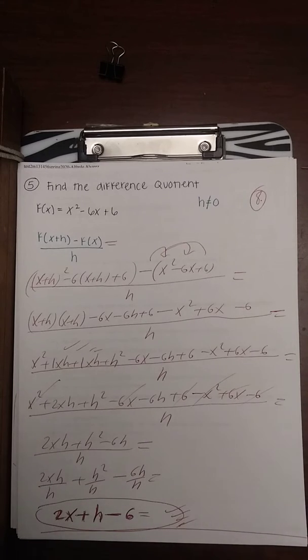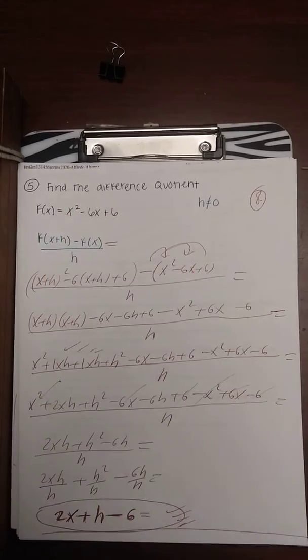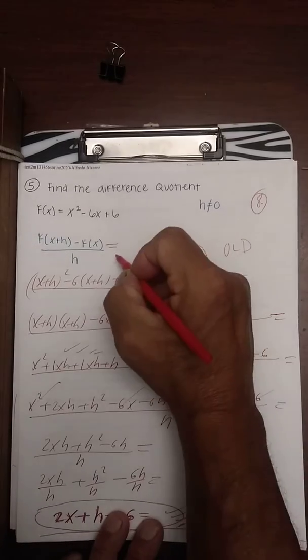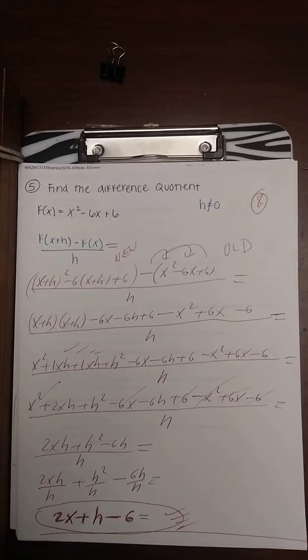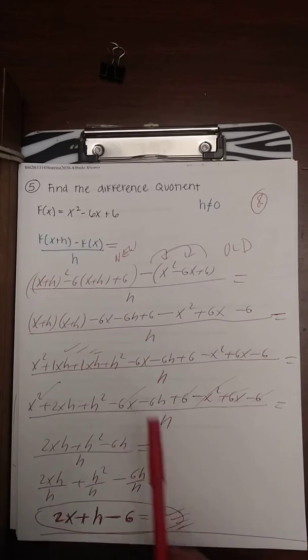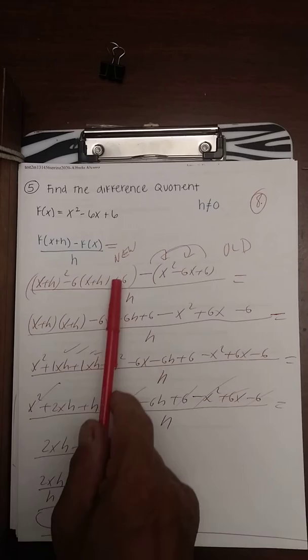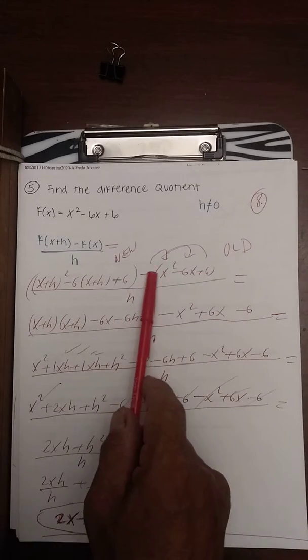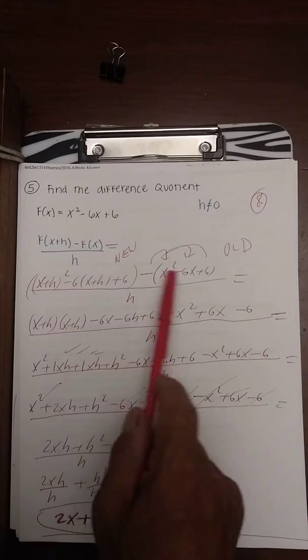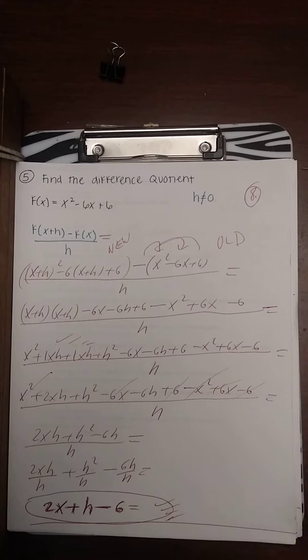Find the difference quotient. This one is original, so this is the old one, and here's the new one. So let's go from there. So x plus h, put it in there. So now we have x plus h times x plus h from that, negative 6 times that, negative 6x, negative 6 times h, negative 6h, plus 6, minus. Change all the signs here: negative x squared, positive 6x, negative 6. So now factor this out, or multiply it out, FOIL.